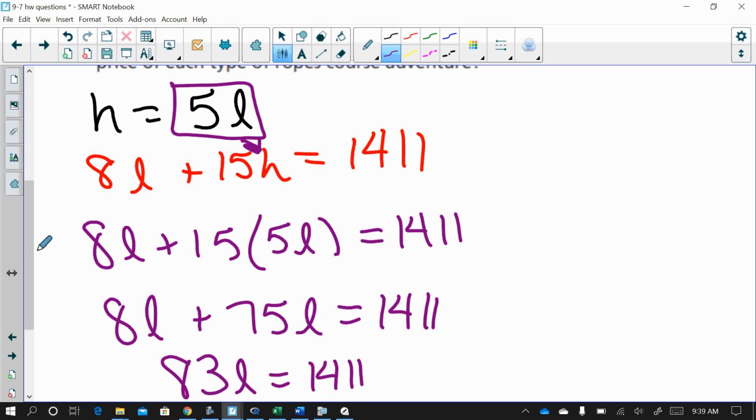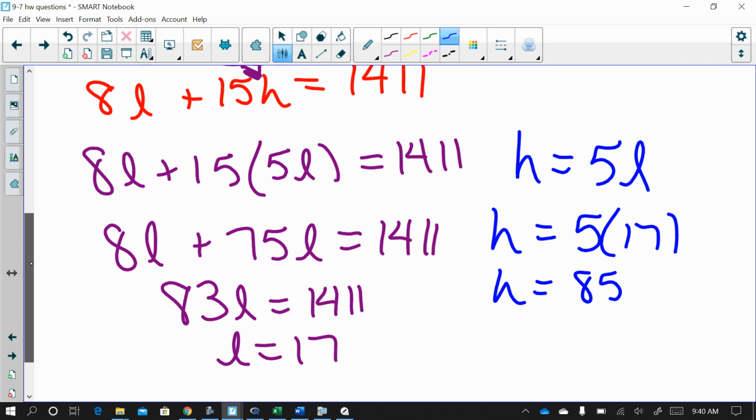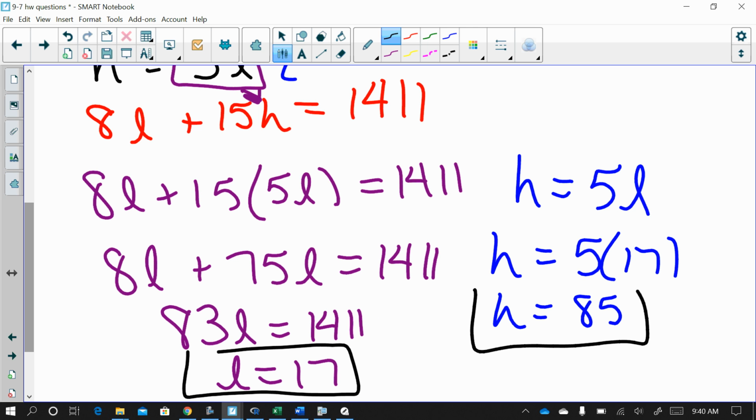Then we can just plug it right into here. H equals 5L, so H equals 5 times 17, which is 85. So 17 and 85. You want to check it. 8 times 17 plus 15 times 85 gives me 1,411. So right here and here are my answers.